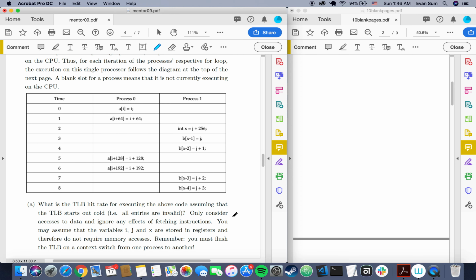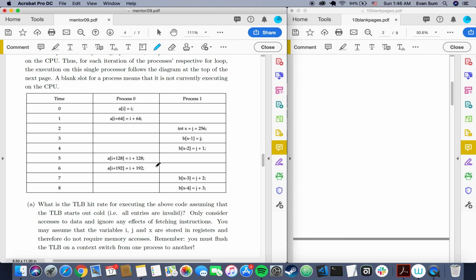So now we're going to start in part A. Part A is asking about the TLB hit rate for executing the code above, assuming that the TLB starts out cold. Make sure you consider access to data and ignore any effects of fetching, so don't worry about anything other than knowing that you're accessing. You may assume I, J, and X are stored in registers, so we don't need a memory access for those. And we have to flush the TLB on a context switch from one process to the other. So that is very important. Whenever you context switch, your TLB ends up getting flushed.